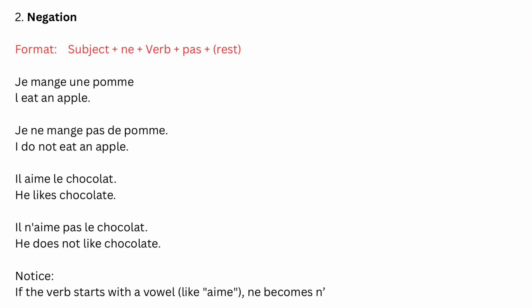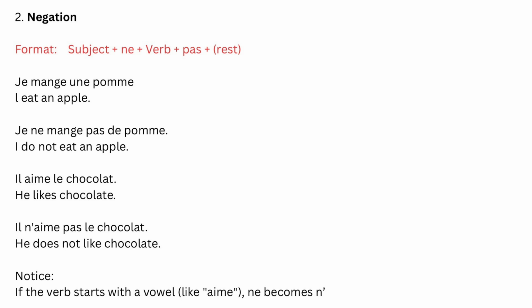Next, let us move on to negation. Now, in English, to change any sentence into a negative sentence, we usually use the word not. For example, I am not eating an apple. You do not like the chocolate. So we use not. A similar concept is there in French. What we do is before the verb, we add ne, and after the verb, we add the word pas. So you'll have to remember two words, ne and pas.